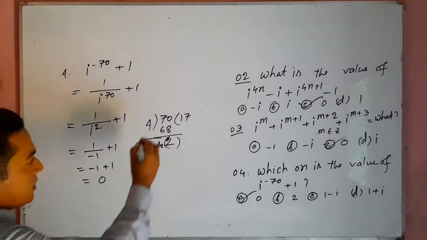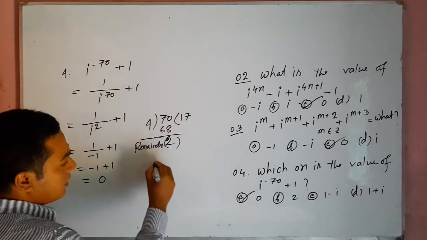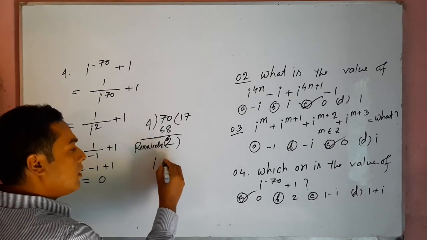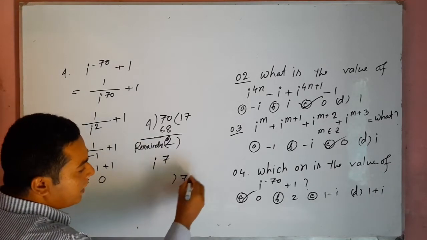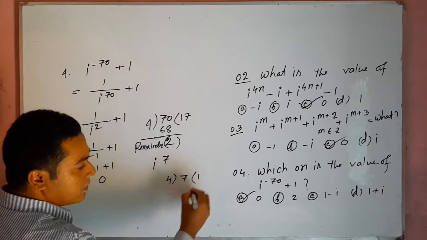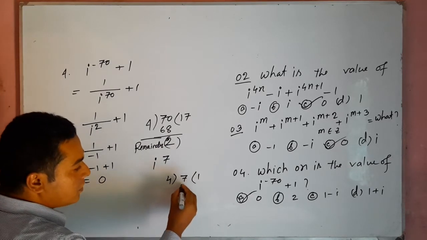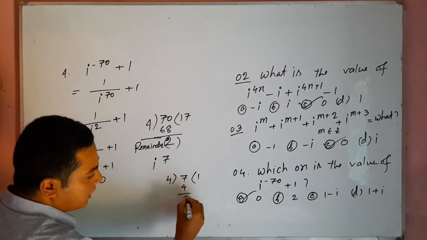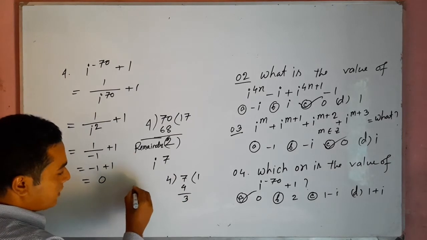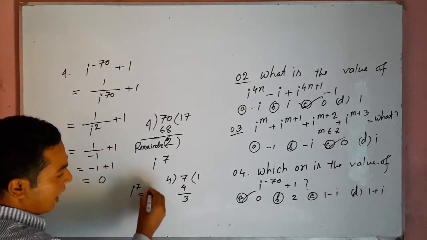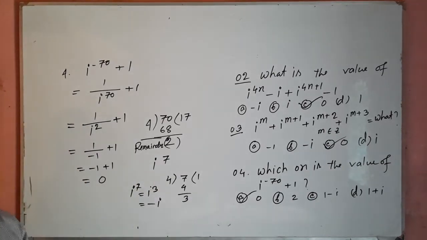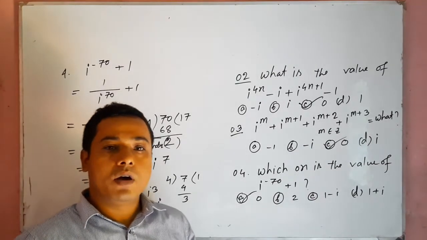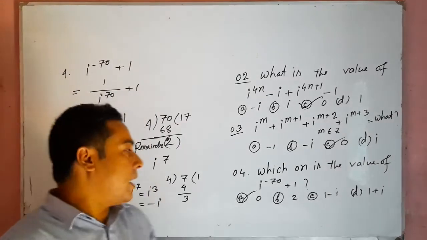So it's another example for i. If i to the power 7, 7 divided by 4 leaves remainder 3. So i^7 means i cube, and i cube means -i. So we can easily find the value of the power of i by this process.